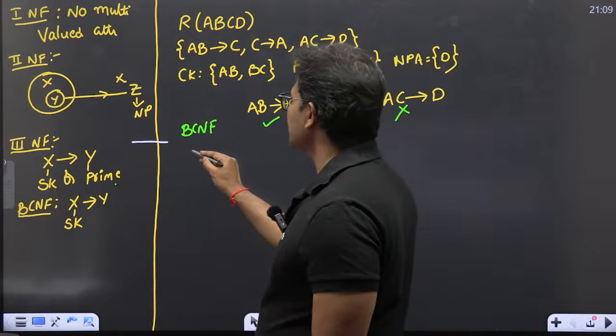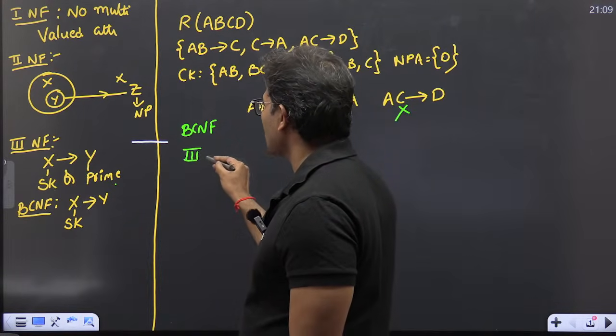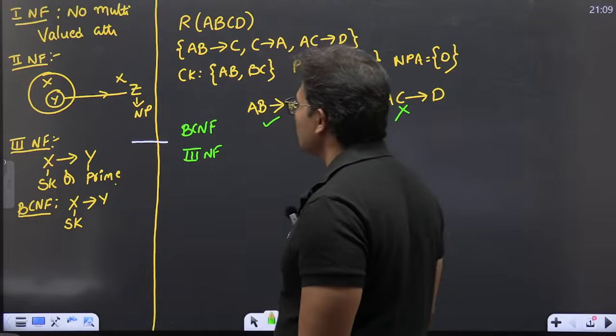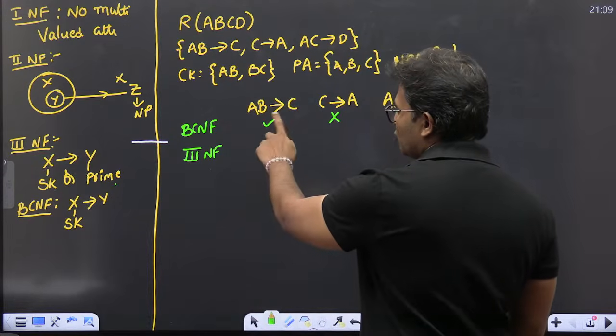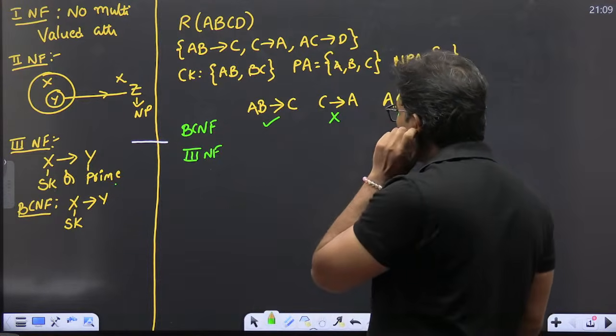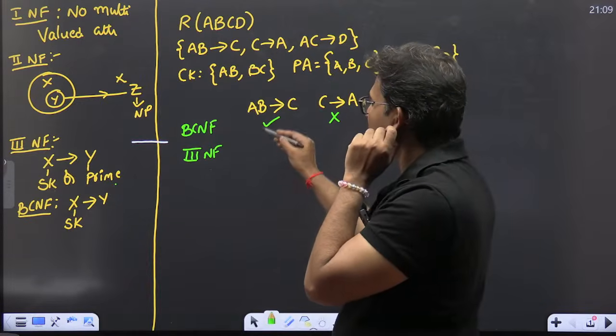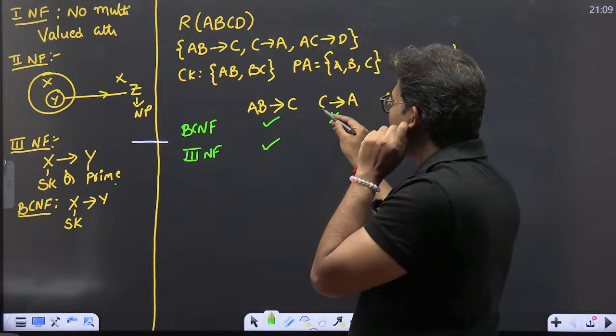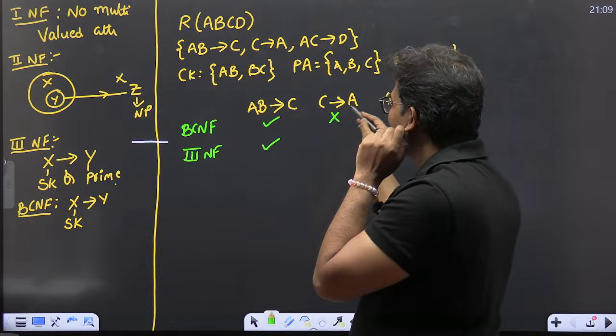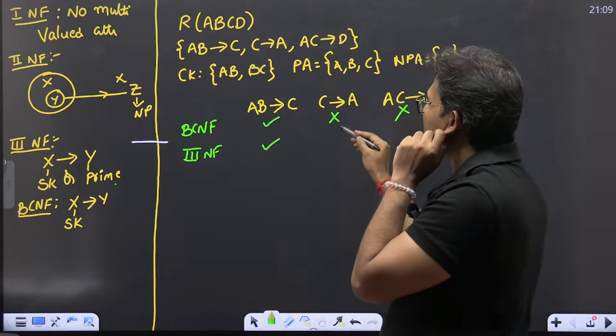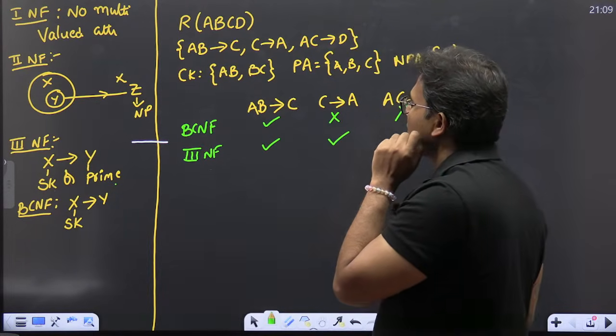Now let us see third normal form. What does third normal form say? The left hand side has to be a super key or the right hand side has to be a prime attribute. For AB determines C, the left hand side is a super key, not a problem. For C determines A, the left hand side is not a super key, but the right hand side is a prime attribute. A is a prime attribute, therefore this is in third normal form.